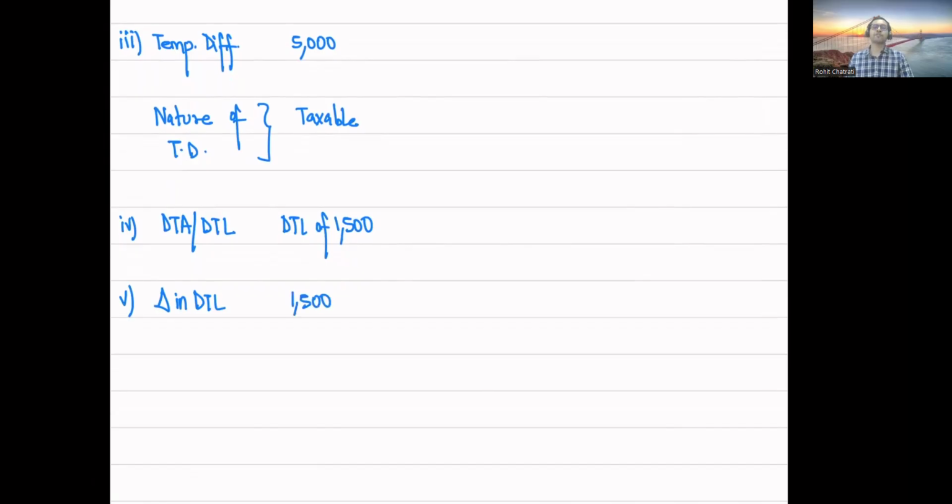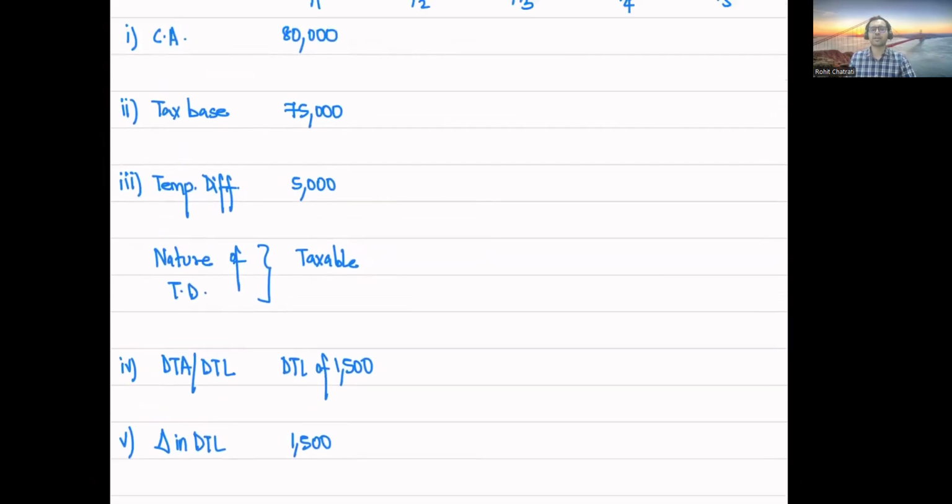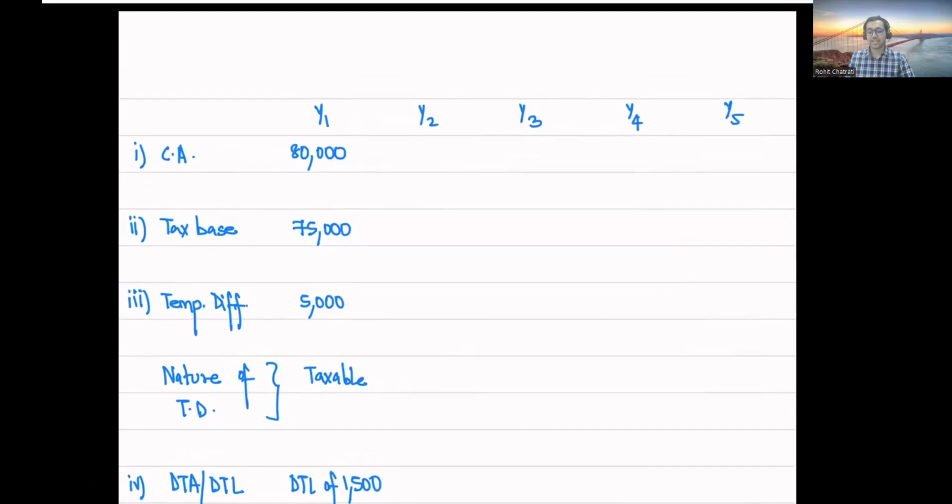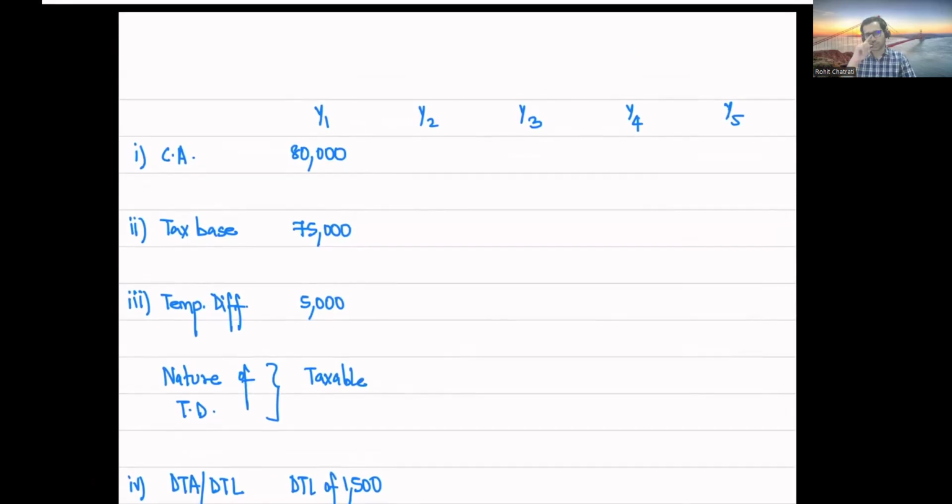So the journal entry for year 1 will be deferred tax expense debit of 1,500 to deferred tax liability of 1,500. That is with regards to year 1 calculation. Let's move on to year 2.